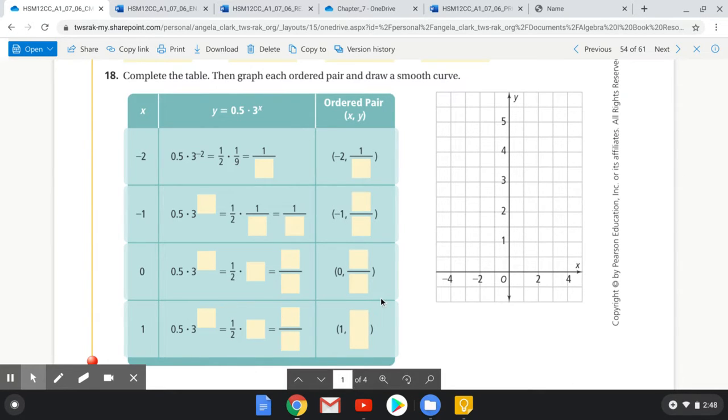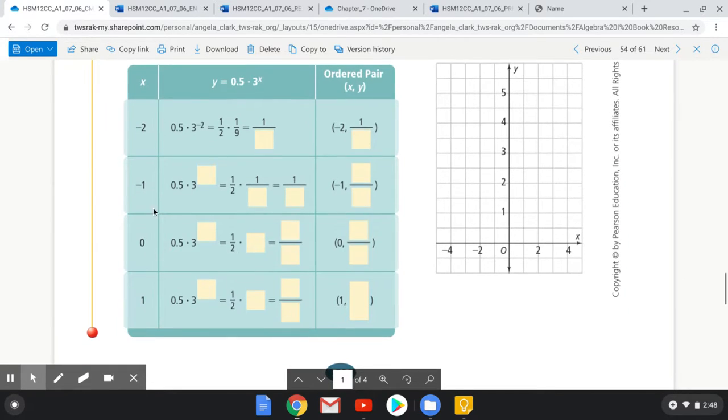Okay, so in this video, we're going to be graphing y equals 0.5 times 3 to the x. So these are the x's that we're going to use: -2, -1, 0, and 1. We always want at least one negative and at least one positive. If I were doing this, I would actually do 2 negatives and 2 positives. So when you're not given a table, it's best to do -2, -1, 0, 1, and 2.